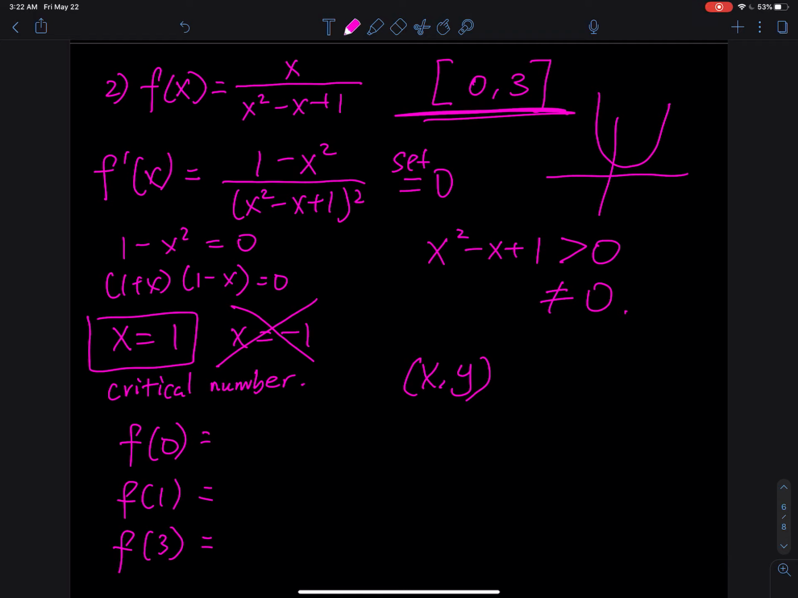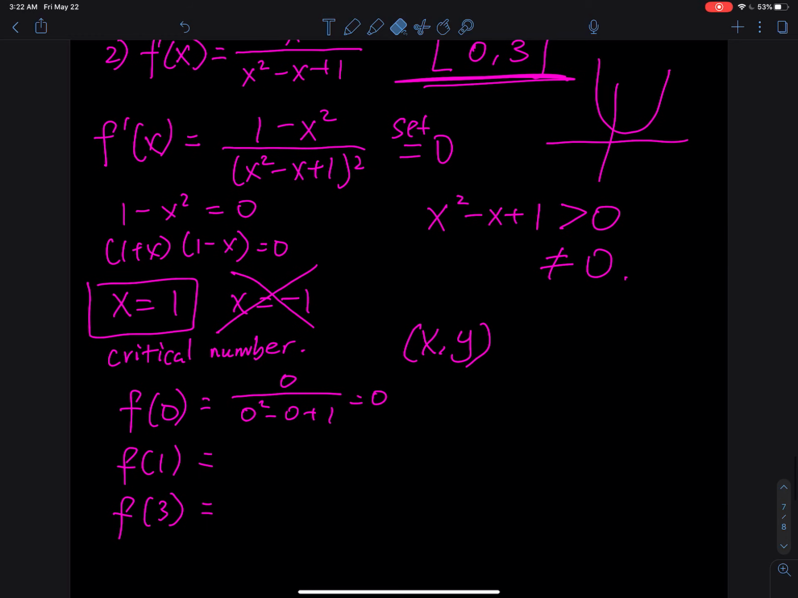So at 0, we have 0 over 0 squared minus 0 plus 1, then we have 0. We can't decide this yet because we still need to compare that to the other two y values. At 1, we have 1 divided by 1 squared minus 1 plus 1. So that is 1 over 1 equals 1. And then at 3, this is 3 divided by 3 squared, which is 9, minus 3 plus 1. That equals 3 over 7.